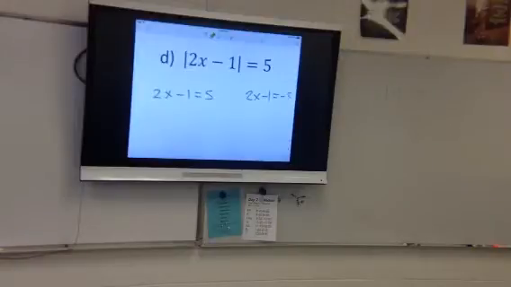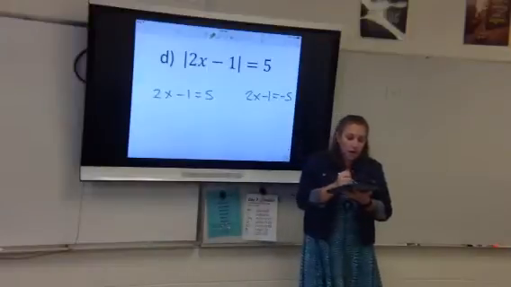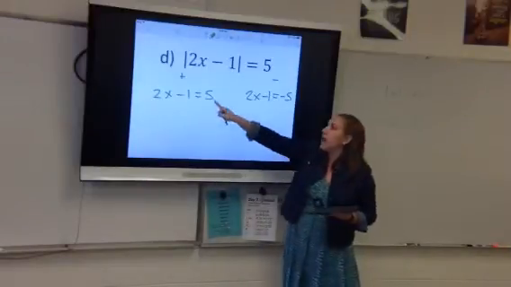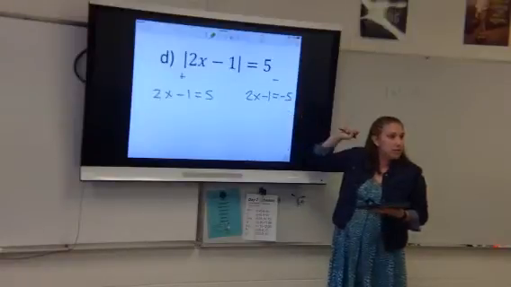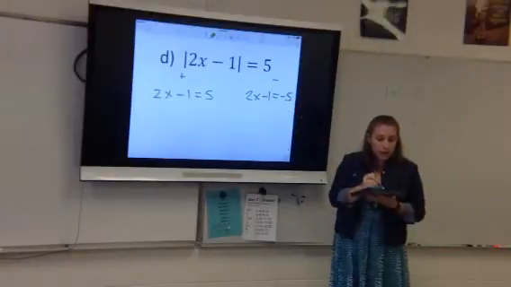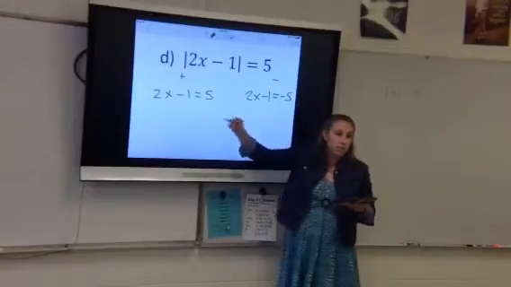Very good. So absolute value isolated, yes it is. Then you're writing your positive and your negative. Positive is just a positive 5, negative is a negative 5. Does that make sense? So yes, you're going to get two answers. So now how do you solve? What would we do first on this first one here?